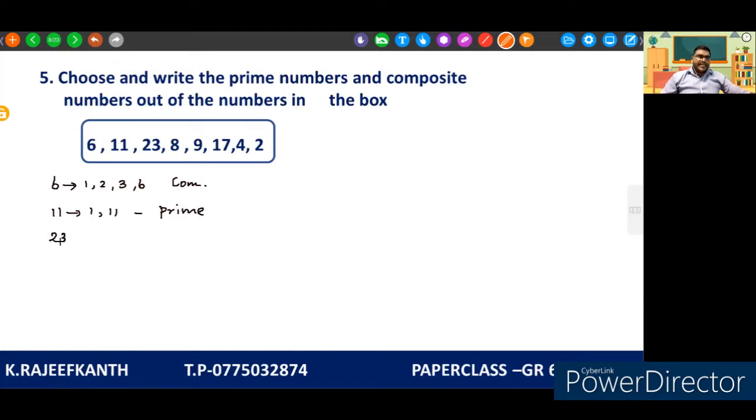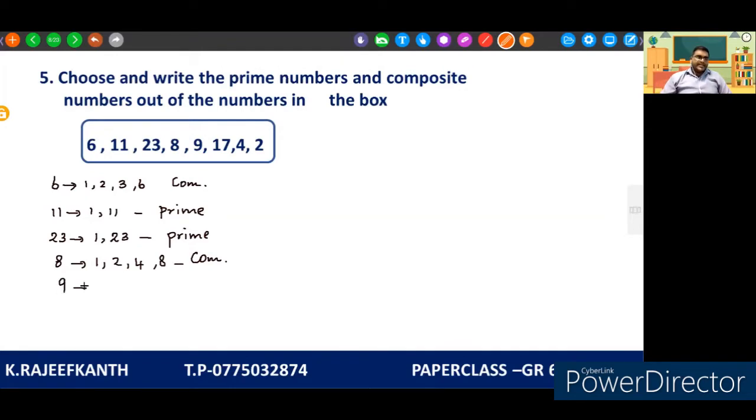Then 23. Here 23 also has only two factors, 1 and 23. So 23 is also a prime number. Then 8. Here we can divide 8 by 1, 2, 4 and 8. So 8 has more than two factors. So this is a composite number.